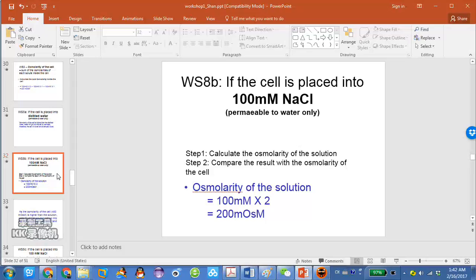Scenario B, we compare the osmolarity simply between the inside and outside, and we know that the outside solution is a hypoosmotic solution. And the cell eventually swells, so we say that the outside is a hypotonic solution.